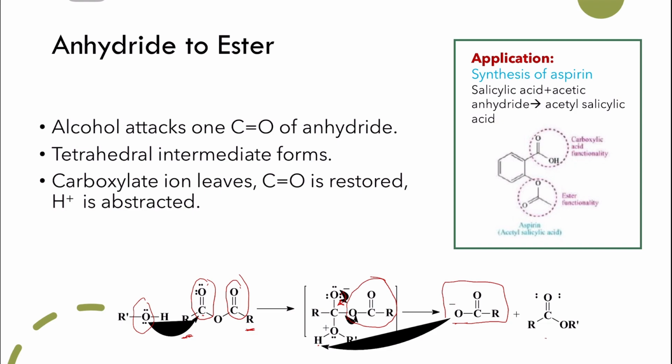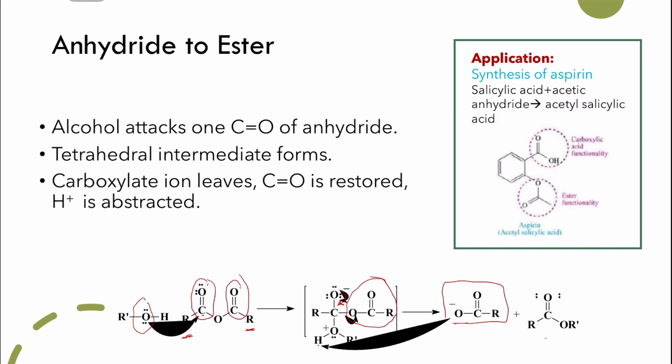An application of that is the synthesis of aspirin. One of your practicals is to synthesize aspirin in the lab, and you will be provided with salicylic acid and acetic anhydride to prepare the aspirin. Aspirin is called acetylsalicylic acid. Its structure is basically salicylic acid with an ester functional group, an acetyl group.